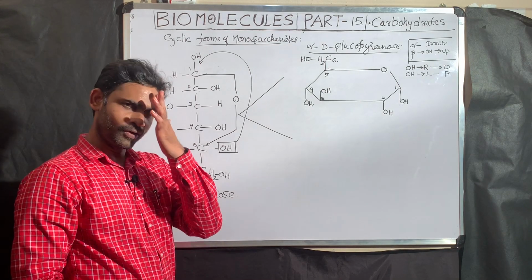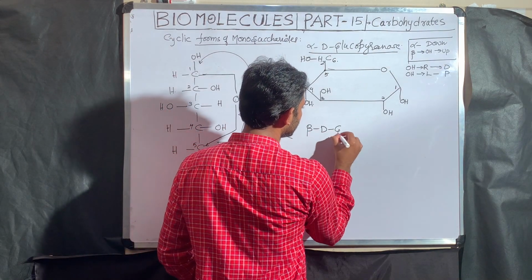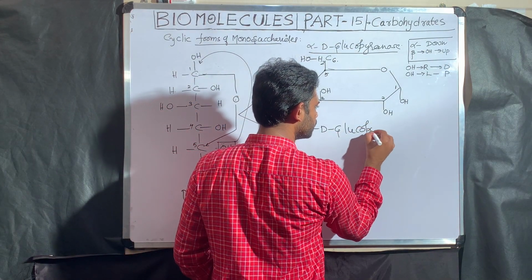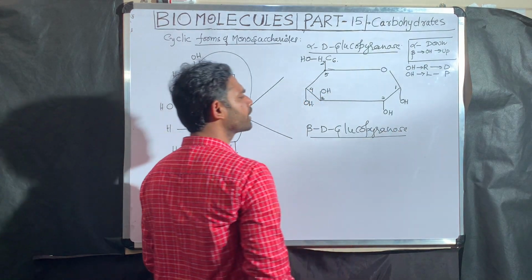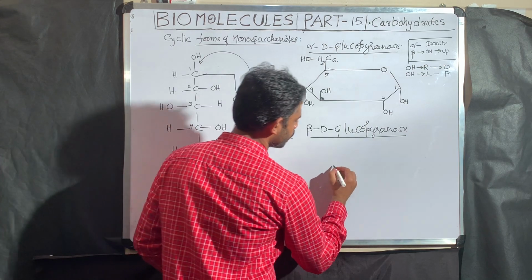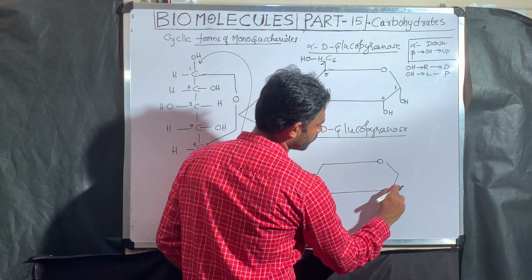One more anomeric form I will show you. That's very simple. That is beta D-glucopyranose. Now I am asking you, which ring are we going to draw? Pyranose. So you have to practice the pyranose structure. Then which sugar are we going to draw?